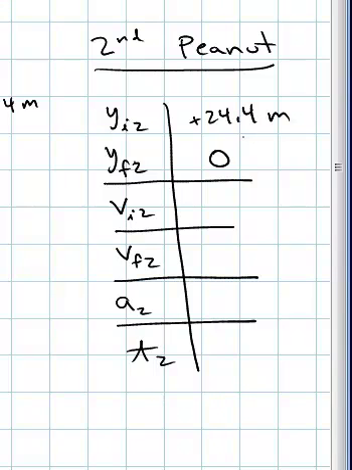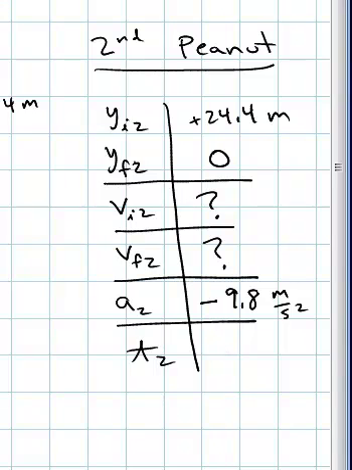The second peanut starts and ends at the same place, but it has an initial velocity which we don't know, and it has a final velocity which we don't know. The acceleration is the same. It's downward, 9.8 meters per second squared, and the time we don't know.